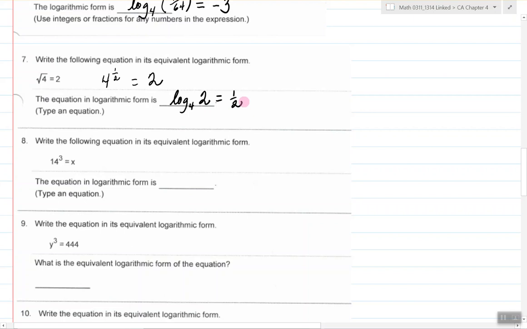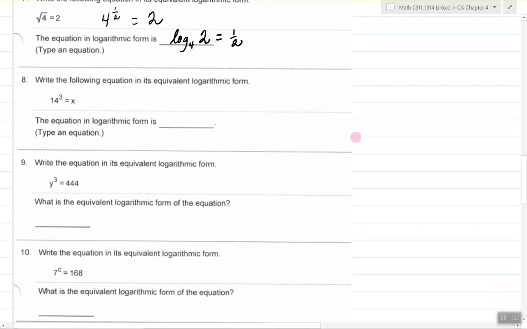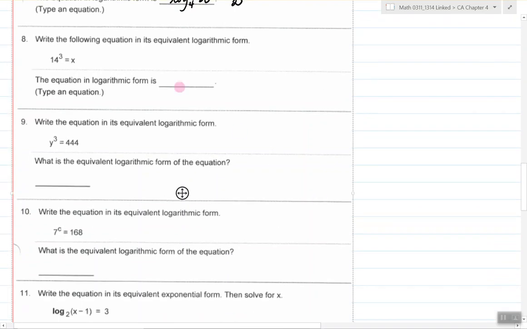You just have to wrap your head around the idea that a log statement is equal to the exponent. Here's the exponent, here's the exponent. The base remains the base. This is a base in an exponential and the base in the log. All right, next one. This is going to be log. What's the base? Well, the base is 14. It will be written in tiny form. Of x equals, always equals, the exponent.